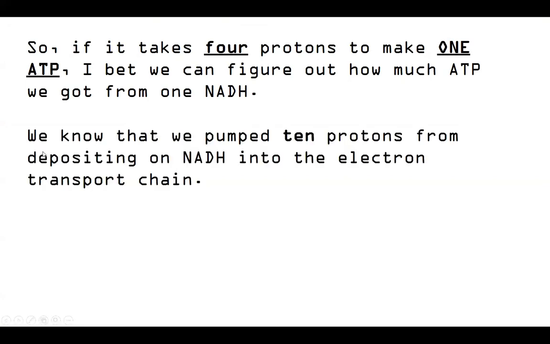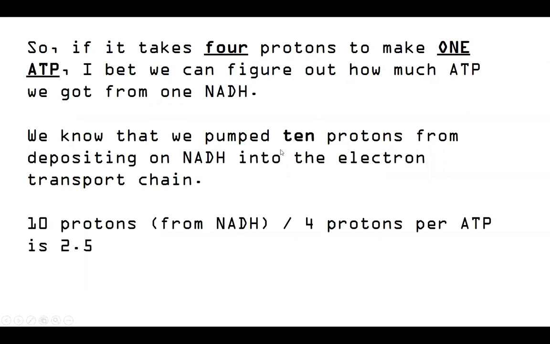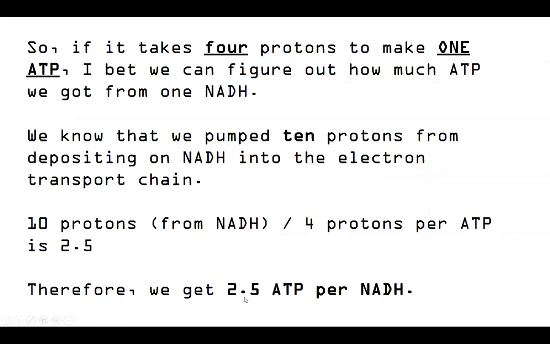So we know as we deposited electrons from NADH into the electron transport chain, we pumped 10 protons. So 10 protons that we got from pumping 1 NADH's worth of electrons, divided by the 4 protons per ATP, this is how many it takes to make an ATP, gives us 2.5. Therefore, we get 2.5 ATP per NADH. Whoa, so we can actually quantitate this. So let's get ready to get that 32 to 36 ATP.